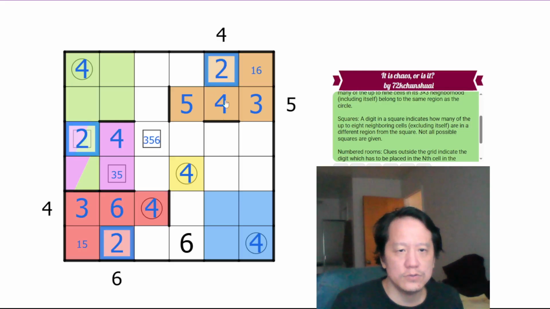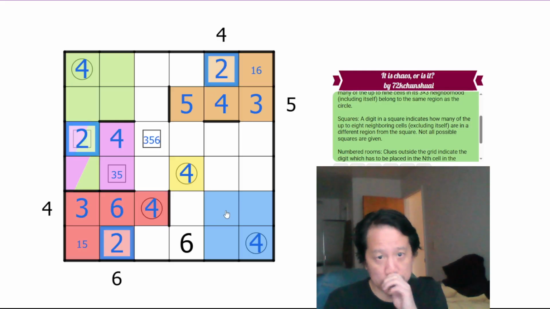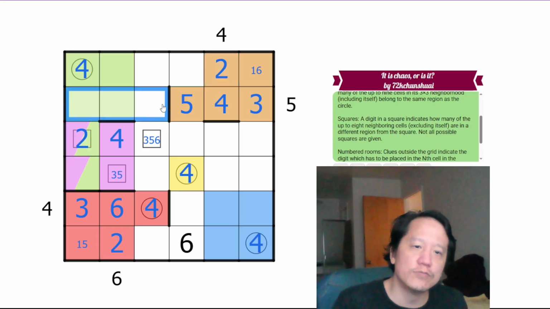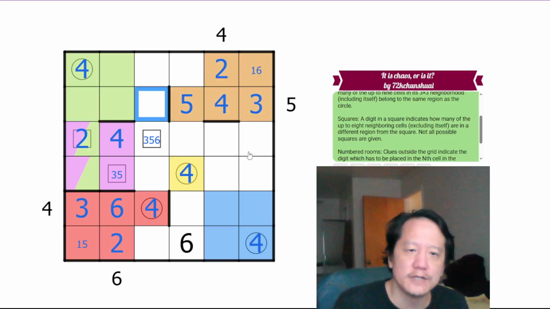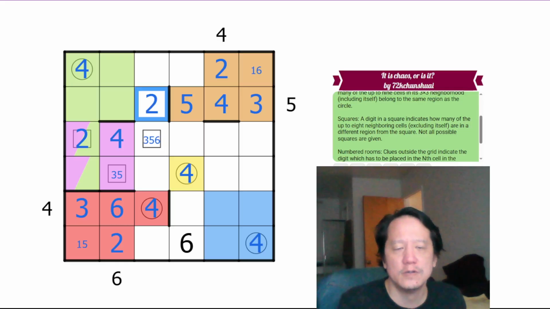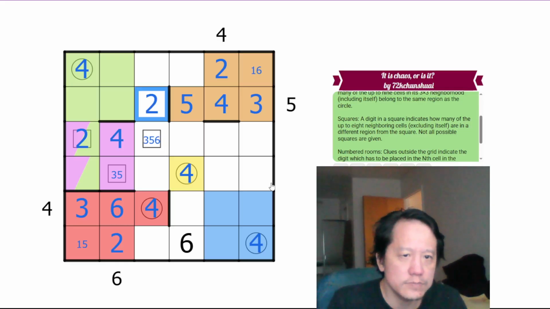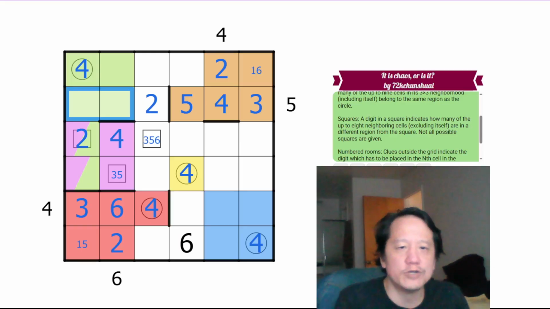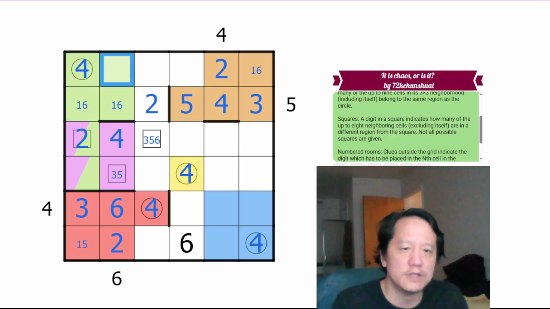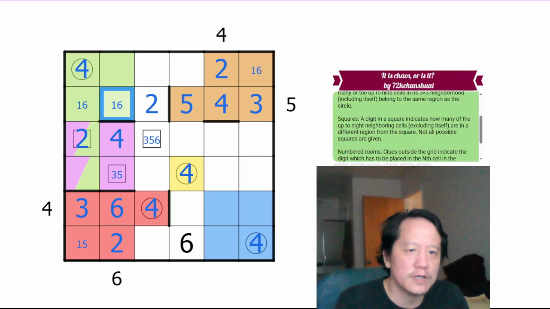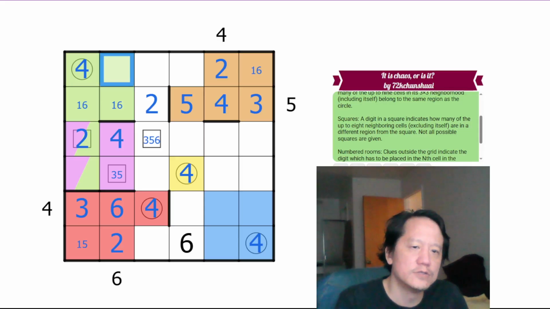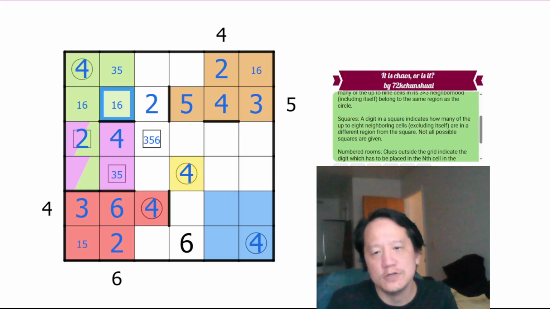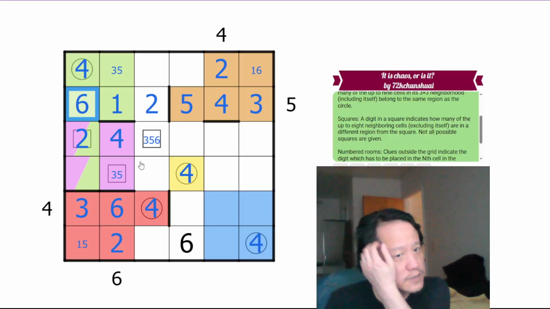2s. 2s are here, here, here. Where's a 2 in row 2? It has to be here. That means the remaining digits in row 2 are 1 and 6. The remaining digit in the green cannot be 2 here, so it would be 3 or 5 here. 6 eliminates 6 here. So this is 1, which makes that 6.